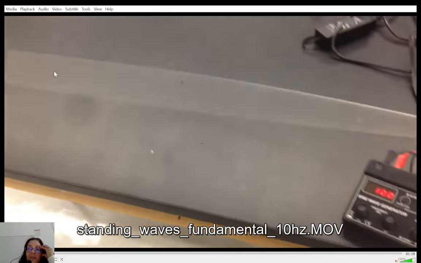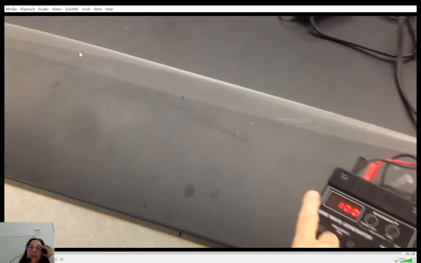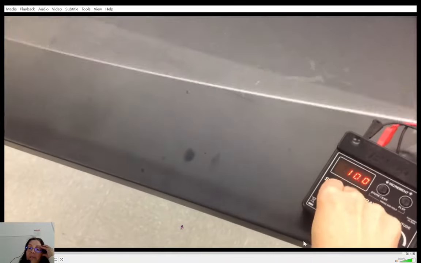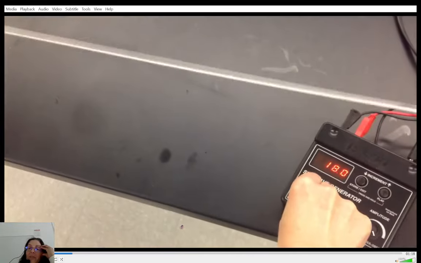So that's 10 hertz, the first harmonic. You see, you have a string. So you see how it doesn't move, right? And then I'm going to increase the frequency to twice the frequency. And now you're going to see two bumps. So that will be the second harmonic. And it's a standing wave.